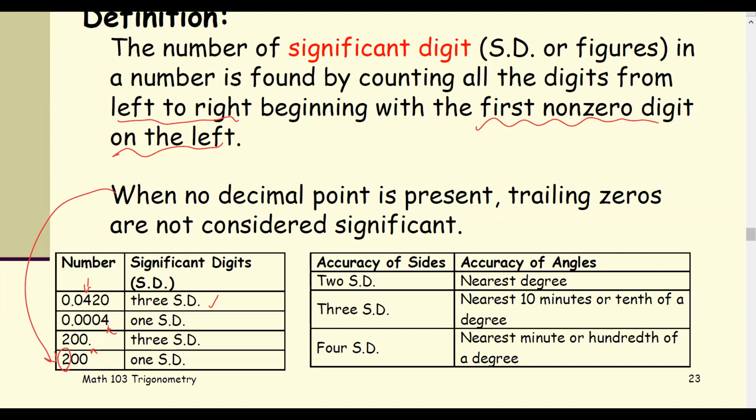The accuracy of sides versus the accuracy of angles. If the accuracy of the side is 2 significant digits, the accuracy of the angle would be the nearest degree, or no decimal place. For 3 significant digits accuracy of the side, there is 1 decimal place, or nearest tenth of a degree. For 4 significant digits accuracy of the side, there will be the nearest hundredth of a degree, or 2 decimal places.